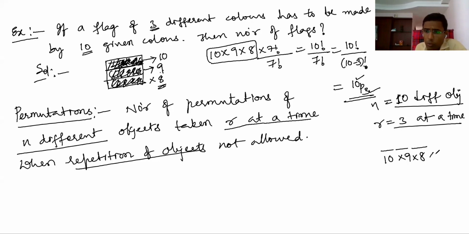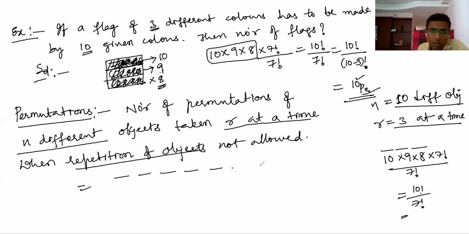Then what did I do? I multiplied and divided by 7 factorial, so that is 10 factorial by 7 factorial. That is what I told, 10 by 10 minus 3. Here also, how many r do I want? Therefore I will put r blanks, up to the rth blank. This is n ways. N objects, n ways you can arrange.